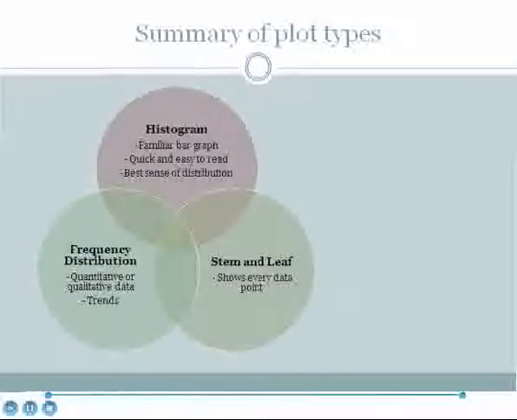The following is a summary of the histogram, frequency distribution, and stem and leaf plot types. They're similar in many ways, but there are also differences. A histogram is a familiar bar graph. It's quick and easy to read and gives the best sense of the distribution of data. A frequency distribution shows quantitative or qualitative data. It helps one to understand trends going in a specific direction. And a stem and leaf plot is useful because it shows every data point.